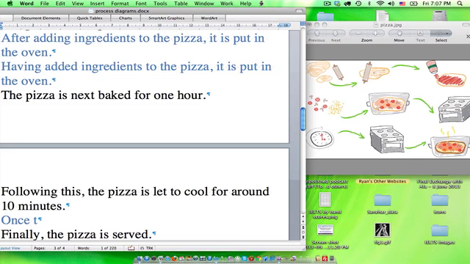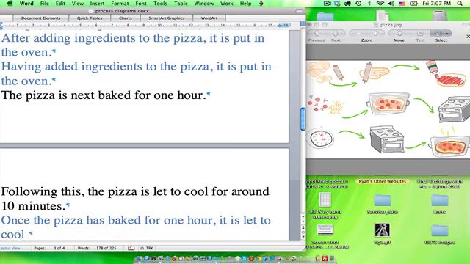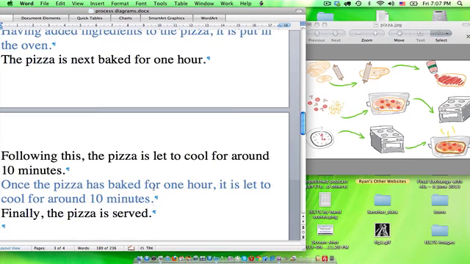So once the pizza has baked for 1 hour, it is let to cool for around 10 minutes. Okay, so different ways that you can couple these ideas together.